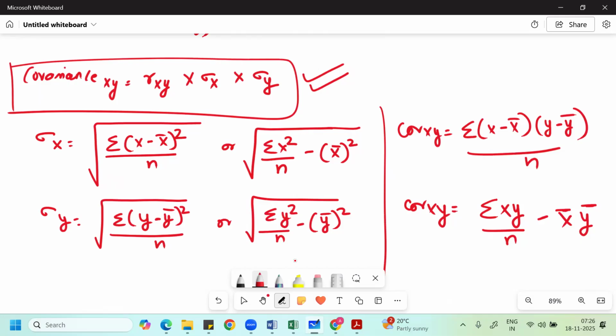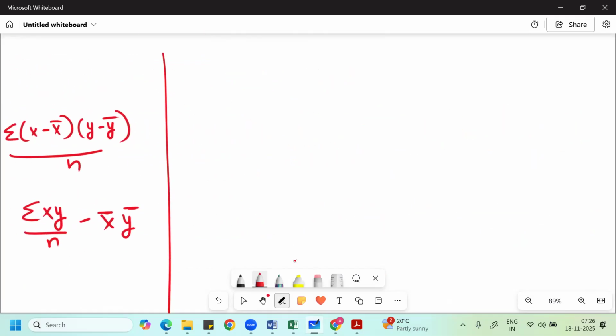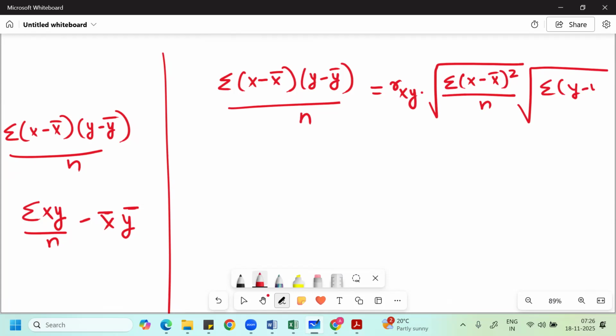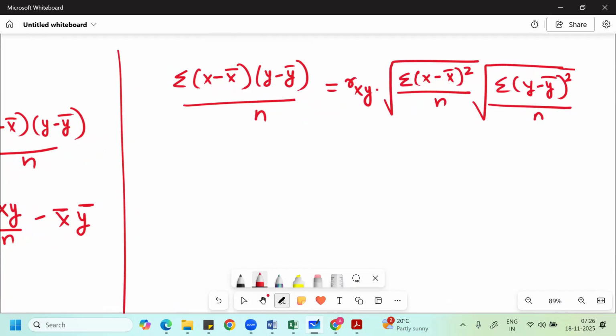Based on this relationship only, we'll find the formula of r. So I can write summation of (x minus x bar) into (y minus y bar) by n. This is the covariance formula. It is equal to r of xy into the standard deviation, summation of (x minus x bar) whole square by n into summation of (y minus y bar) whole square by n. The n can be the same, n1 and n2, or they can be different also.